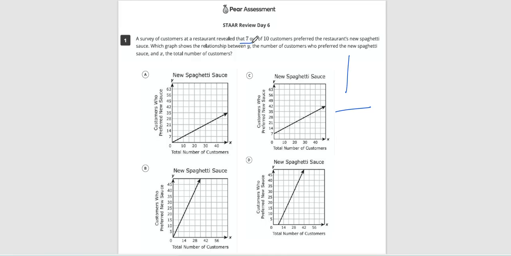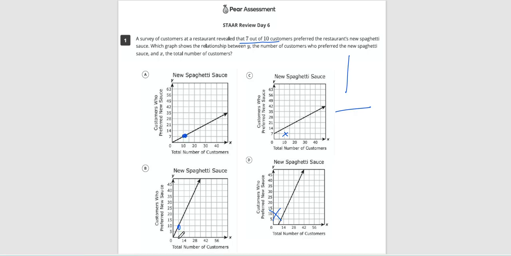Without even reading, you can see 7 out of 10. Okay, 7 out of 10 customers. So let's go to 7 out of 10. Where is that? That looks good. So let's see what this says now. Total customers and preferred. So 7 out of 10 makes sense.